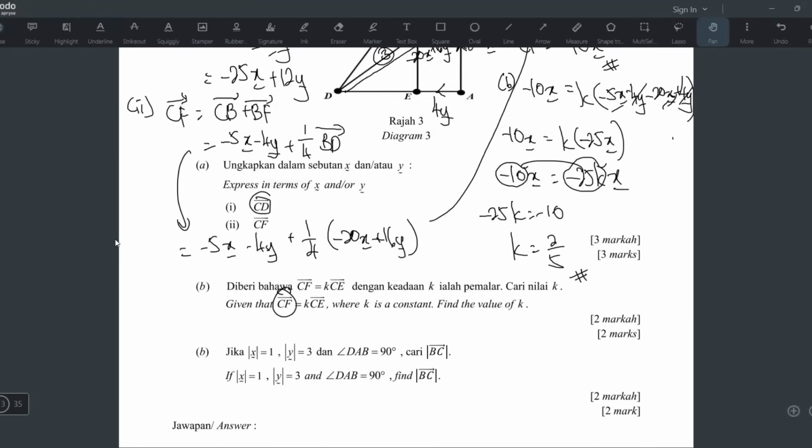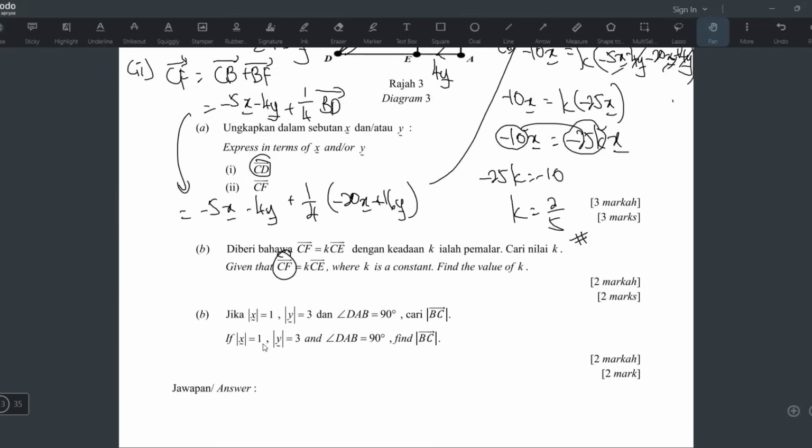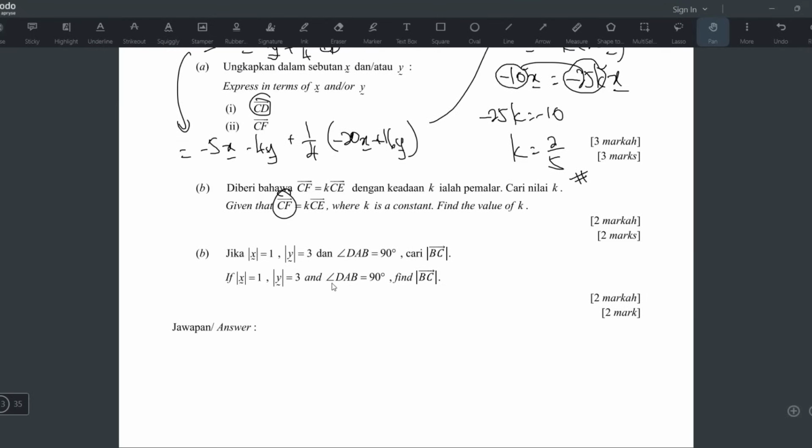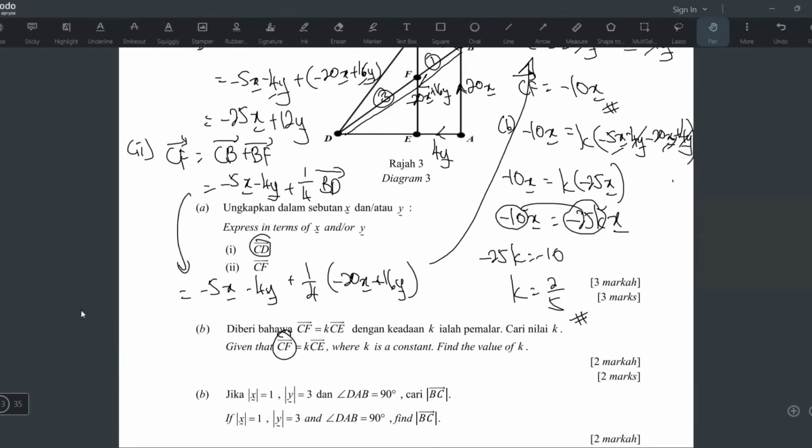Alright, let's do C. Okay, if the magnitude of x is 1 unit, and the magnitude of y is 3 unit, and DAB is 90, find magnitude of BC. Okay, usually if they ask like that, means you have to do the Pythagoras theorem. Yeah, in vector question, when they give something like this, bagi dua punya magnitude, and then mention about 90, it means mesti kena guna Pythagoras theorem.